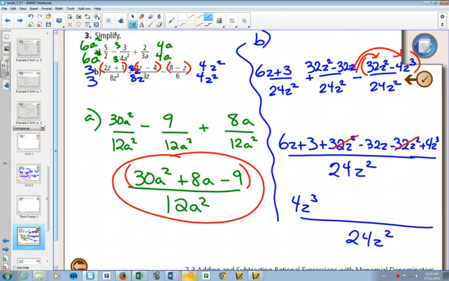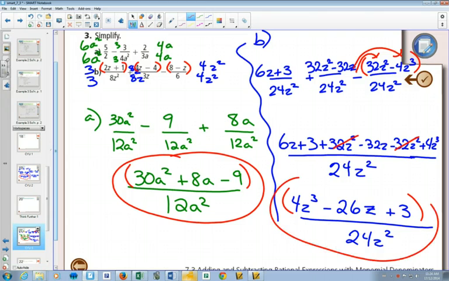We have like terms with our z. 6z minus 32z will leave us with negative 26z. And we just have one number, plus 3. Again, this whole top gets grouped together because of the minus and the plus sign. Which means no canceling. No canceling unless we could factor the top, which we can't. There's our final answer.